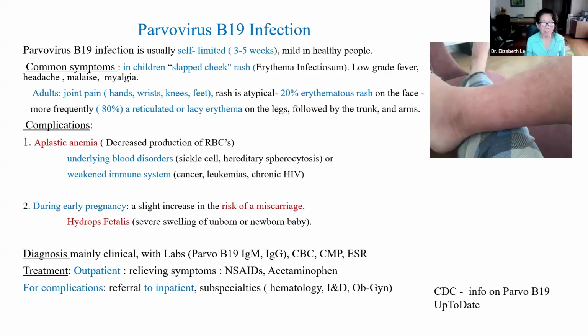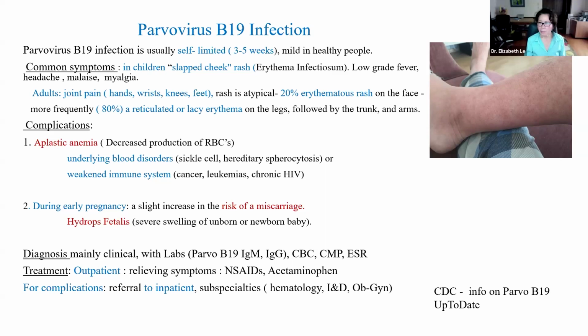Okay, a quick word about parvovirus B19 infection. The good thing about parvo B19 infection is that it's usually self-limited. It lasts between 3 to 5 weeks and is mild in healthy people. The common symptoms are mostly in children. They have that rash called slap cheek rash, which we also call erythema infectiosum, or fifth disease. Low-grade fever, headache, malaise, myalgia. In adults, they have joint pain manifesting in the hands, the wrist, knees, the feet.